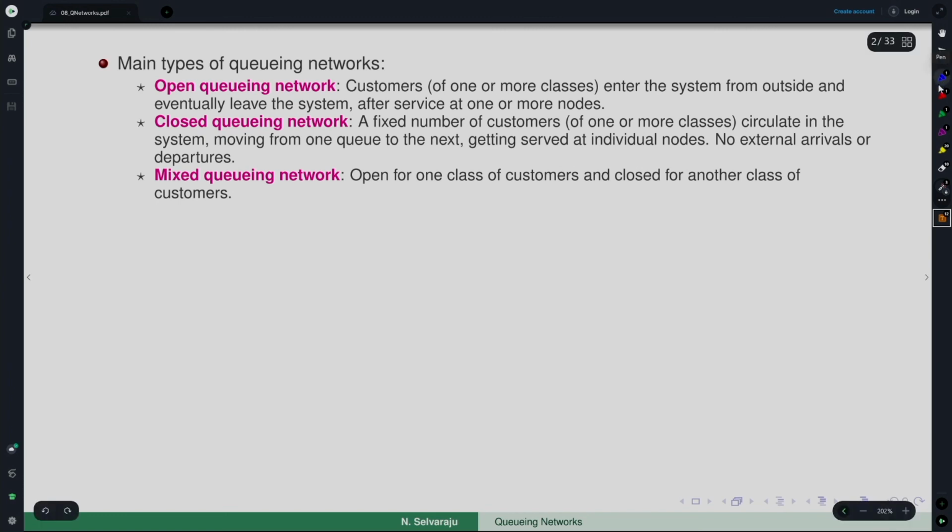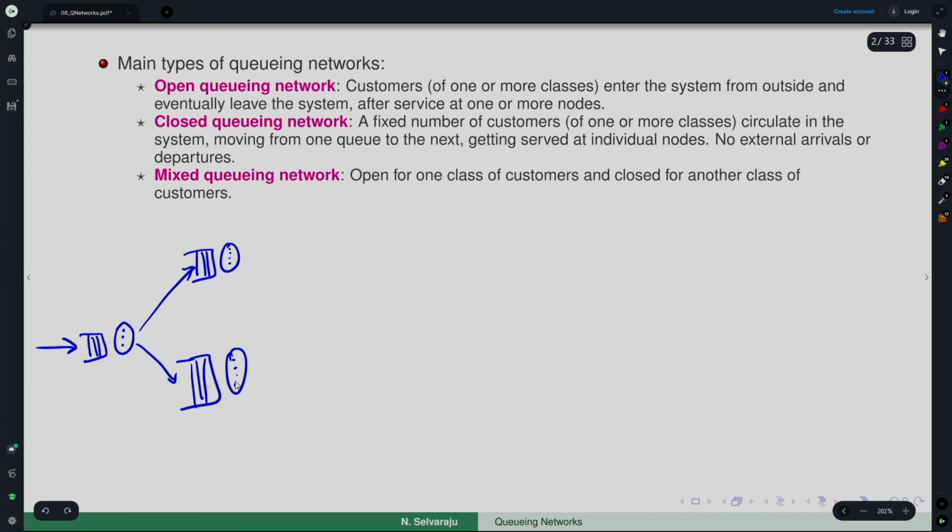Now let us see what an open network would look like. Say, for example, an external arrival happens, which comes to our node. This could have one or more servers; I am just putting a single one. So there could be one or more servers, and after getting served, they may go here to another queue, okay. Again there are one or more servers, this is one way, or they may come here, again with one or more servers, right. And after doing this, what could have happened?